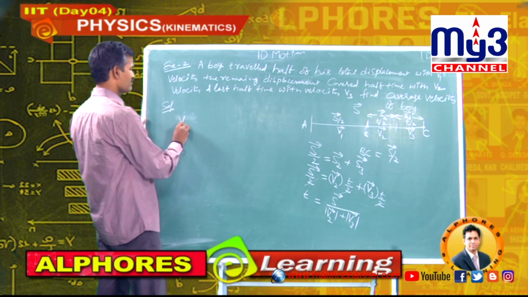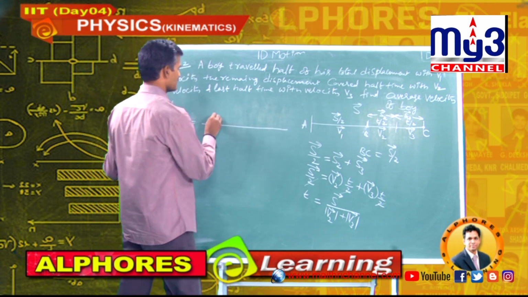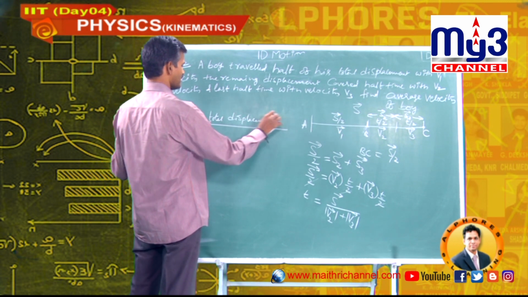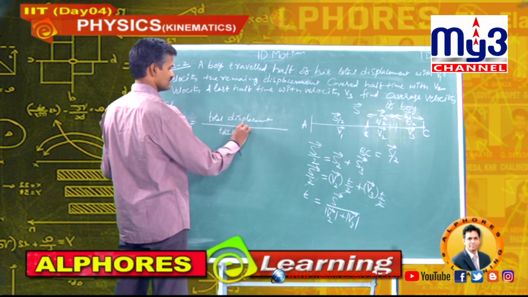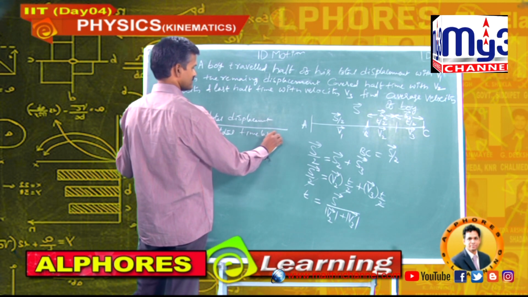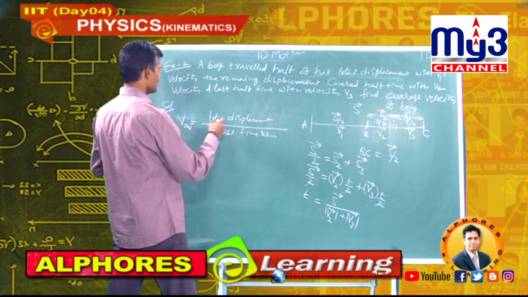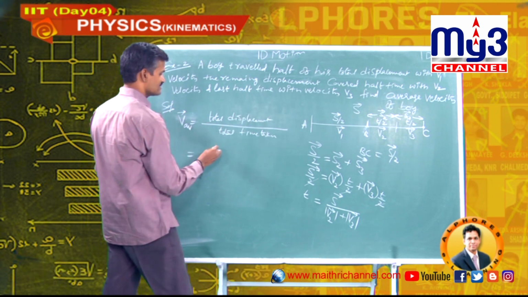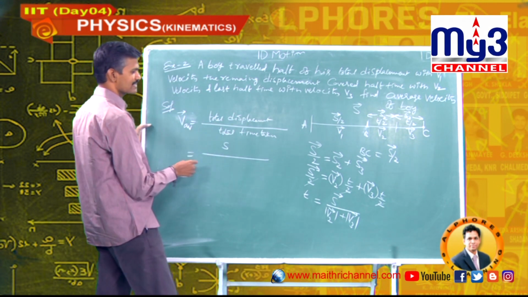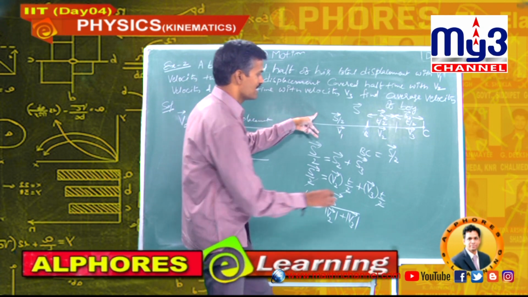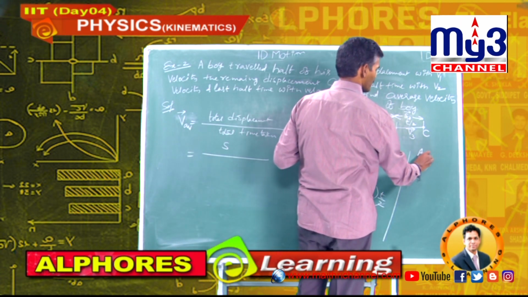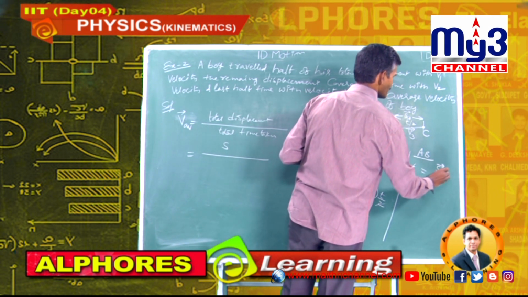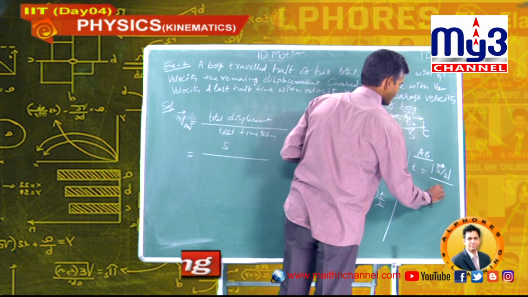So our average velocity is total displacement by total time taken. They are asking average velocity, so total displacement, that is S, by total time taken. For the AB journey, I am calculating here. For the AB journey, time is S bar by 2 mod by V1 bar mod.